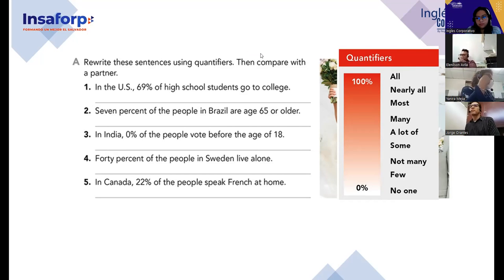¿Qué sería? No one. En el 40% of the people in El Salvador live alone. Not many people in El Salvador live alone. ¿Cuántas personas del país llegan a los 55 años? La cuatro, not many of people in El Salvador live alone. Y en la cinco. Yes. Esa, a mí me toca. Giorgito. Hola. A mí me toca. No, esa, si quieren, veámosla entre todos.